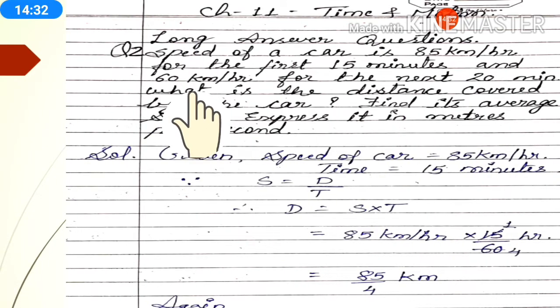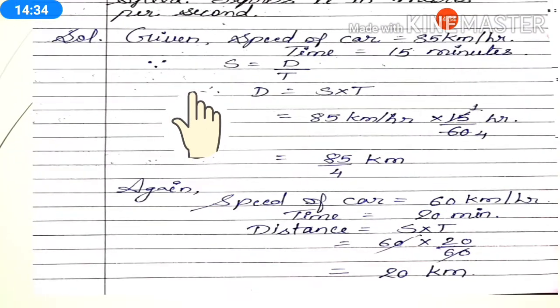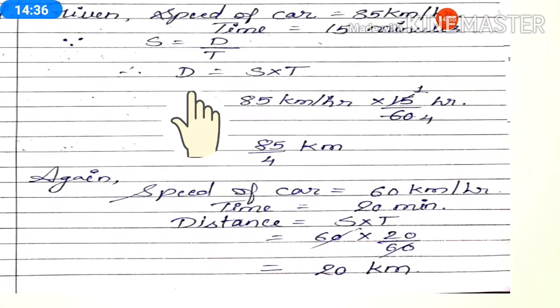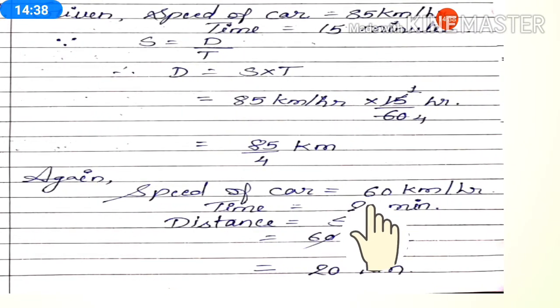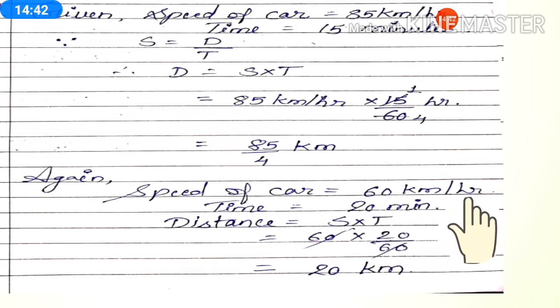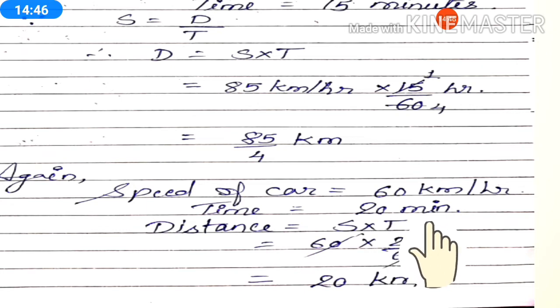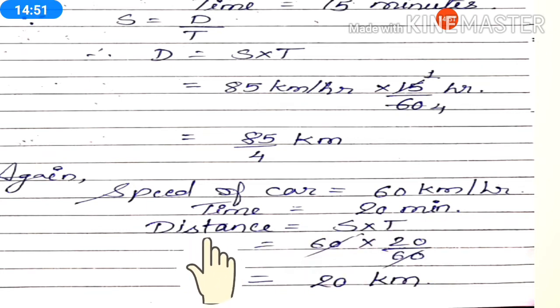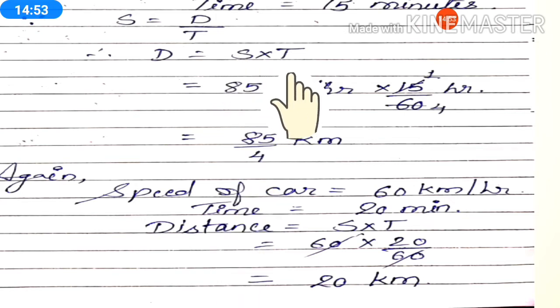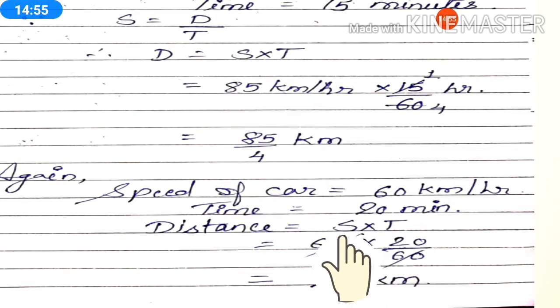Now the same method we will apply for the second case, for the next 20 minutes, and the speed is given as 60 km per hour. So let's see. Now again, the next speed of car is which one? Second speed, 60 km per hour. And time is how much? 20 minutes. So we can convert into hours. Okay, so the distance formula we have got: speed into time.